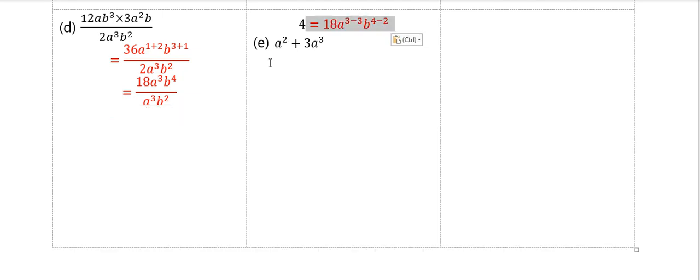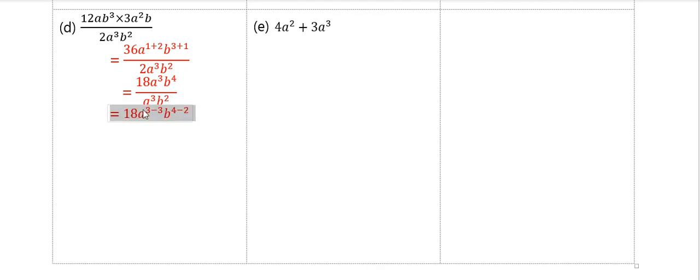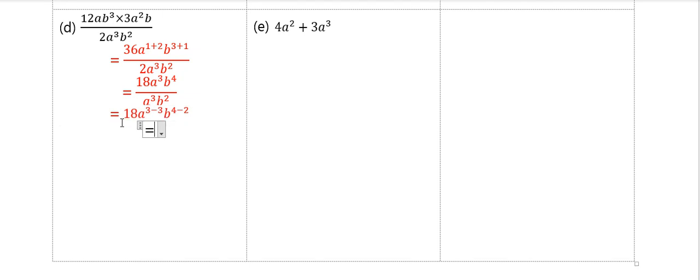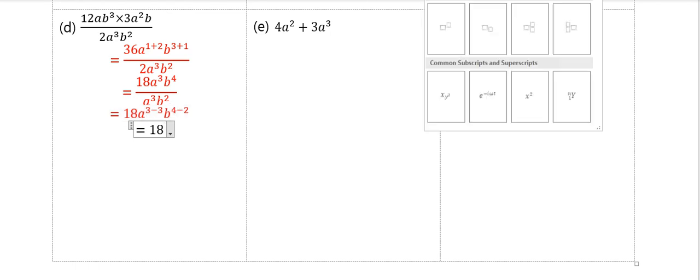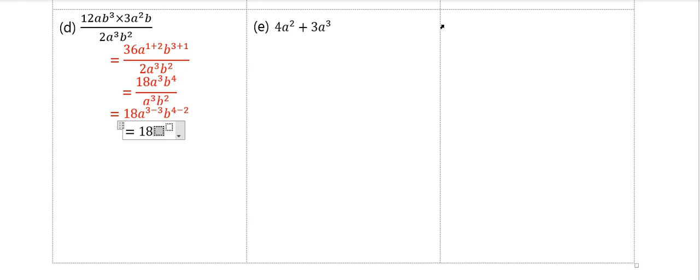Now here, 18a power 3 minus 3, so a power 0 should be 1. Cancel this. So for your final answer, 18 times a power 0, and a power 0 is 1, and then b power 4 minus 2 should be b power 2, which is b squared, right? So there's nothing more to simplify. This is already simple, so this is your final answer.